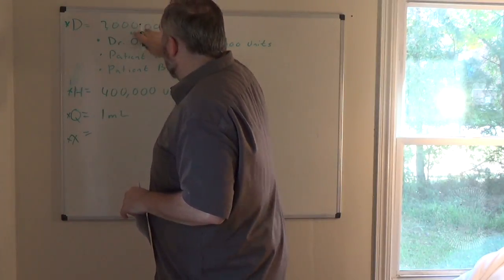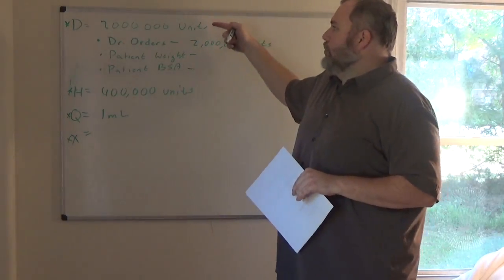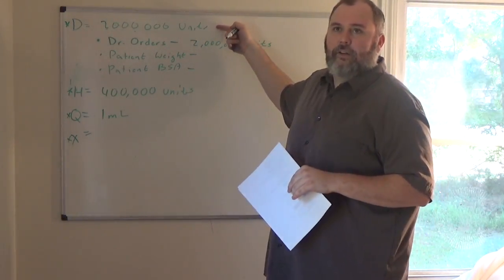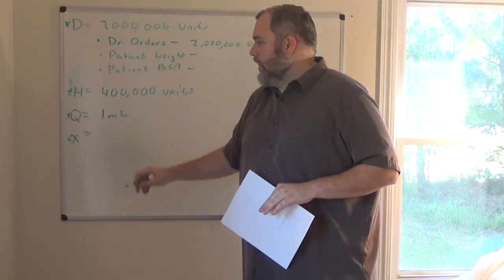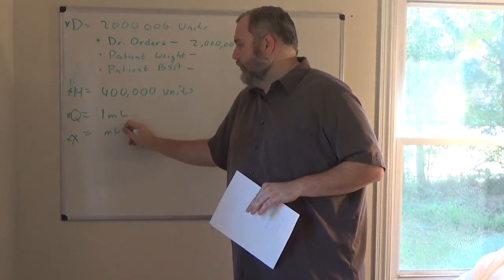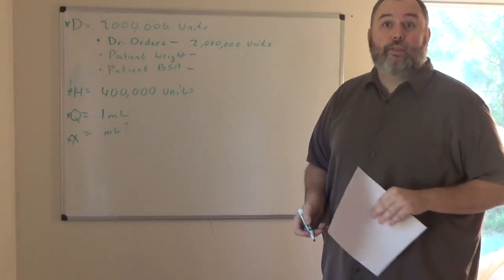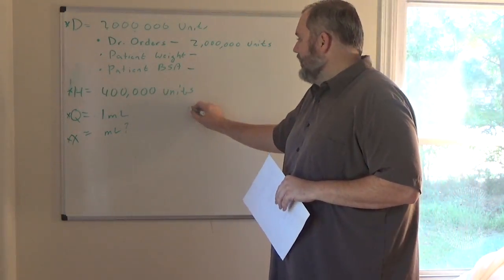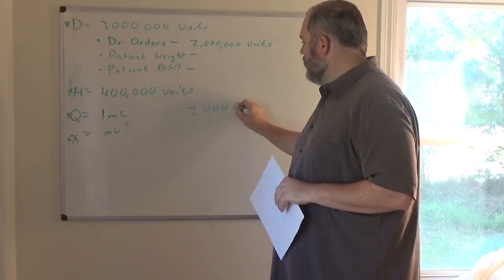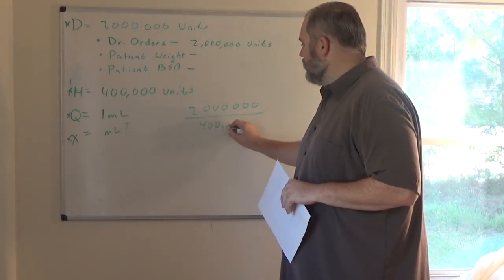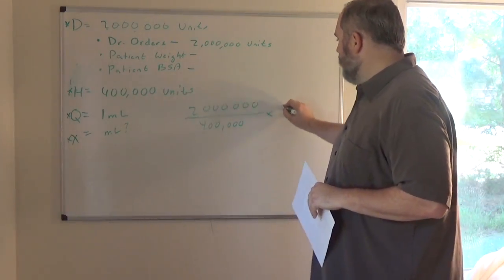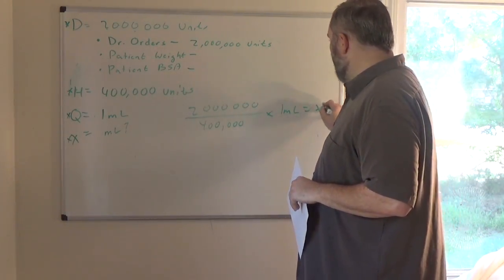Okay? So before we do anything else, do my units, it happens to say units and units for my D and H, they are the same, so that's good. My mL is the same for both my Q and X, so now I can throw everything in my equation. It's D, which happens to be 2 million, over H, which is 400,000, times 1 mL equals X.